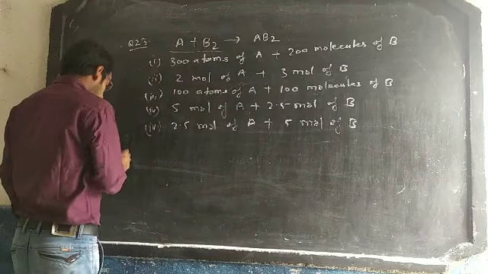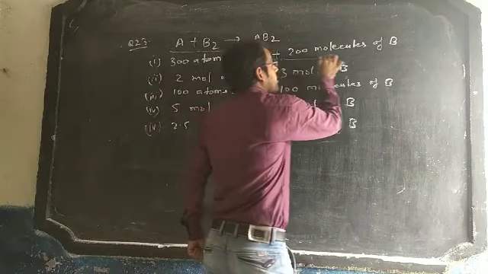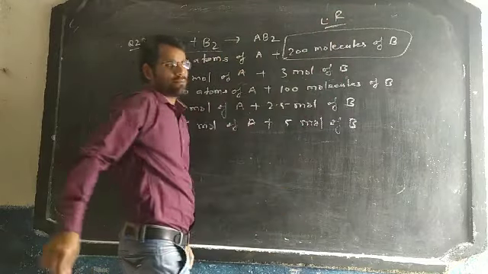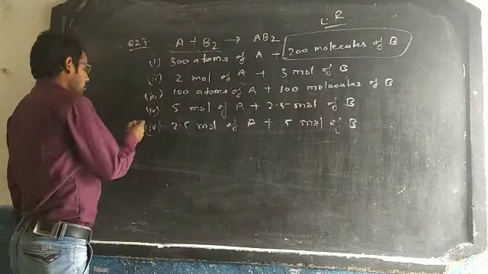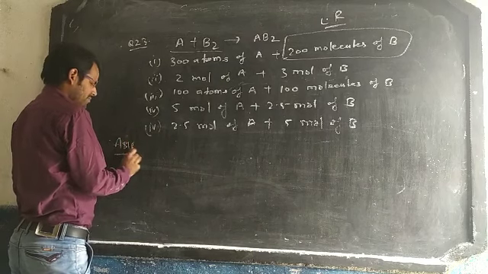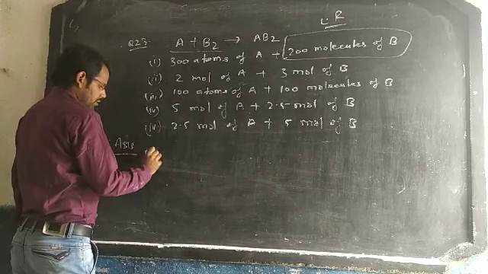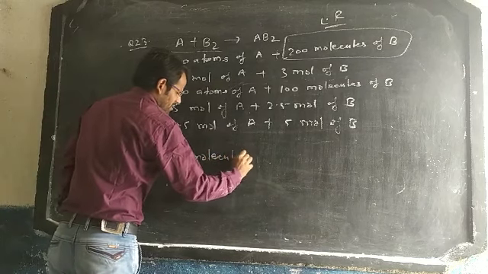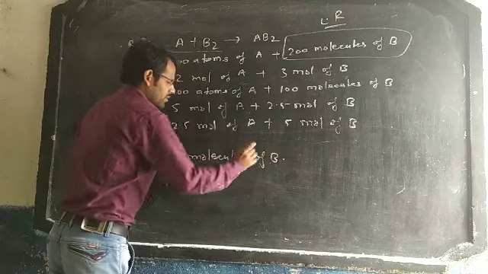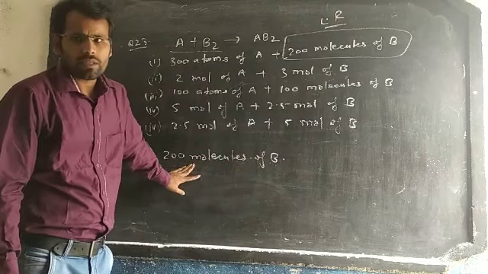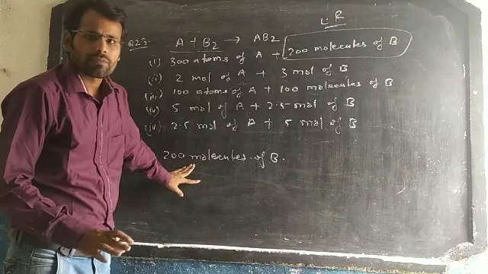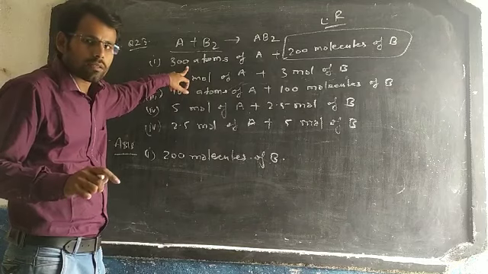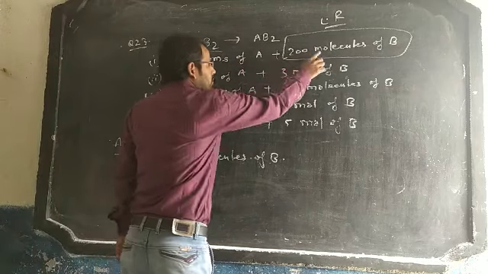Limiting means completely consumed in the reaction. This is the limiting reagent. The answer to the first is 200 molecules of B: they are completely consumed, and the 100 atoms of A will be the excess reagent.